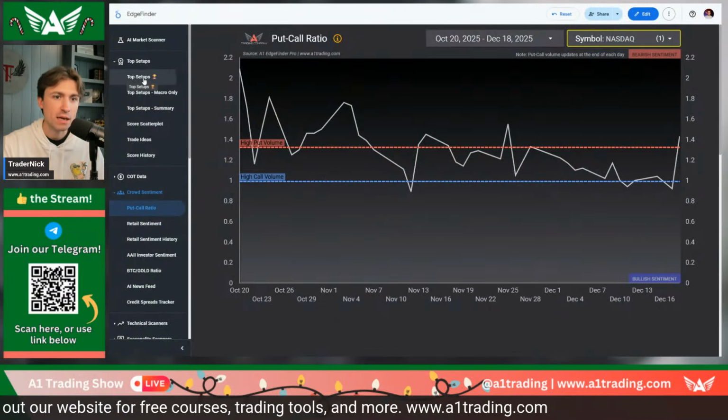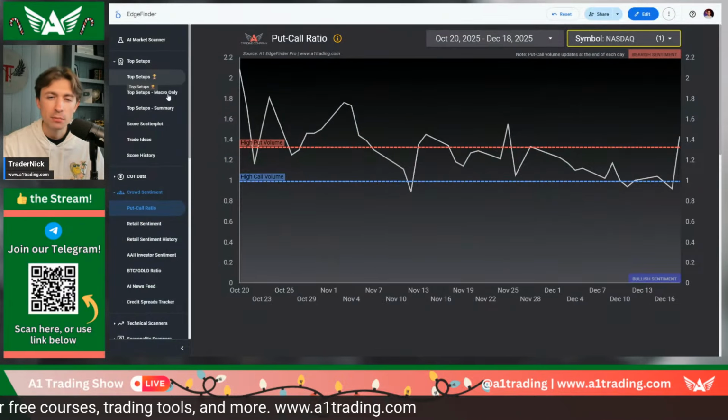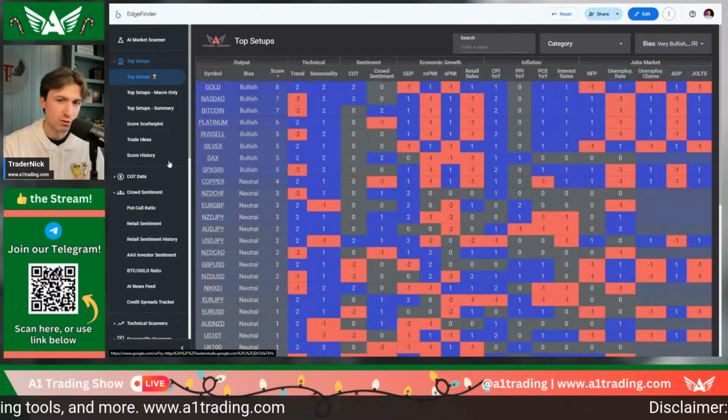If I take a look at the top setups reading, I have to say a little bit of a softer reading on some of the indices recently.